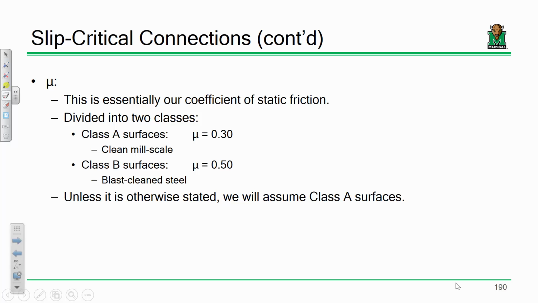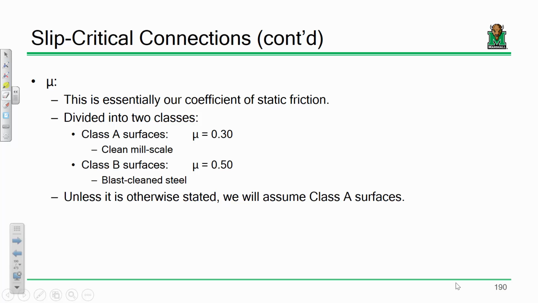So if you ever hear me use that term, faying surface, what I mean is that surface between plates in a bolted connection where you're generating a frictional force. And that depends on the surface condition. For instance, if you have blast clean steel versus clean mill scale, that's going to change the coefficient of static friction. Clean mill scale is generally just what comes straight from the steel mill, and blast clean is something that's sandblasted. So if you sandblast it, you can get a little bit more frictional capacity. Typically what you would do as a designer is, unless it's stated otherwise, you would assume class A.